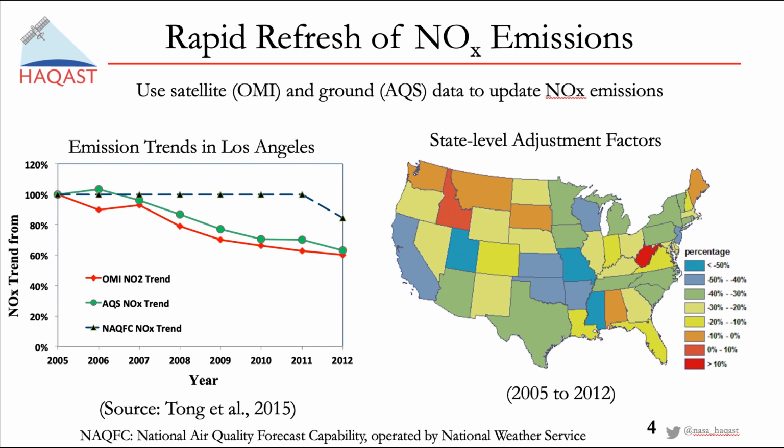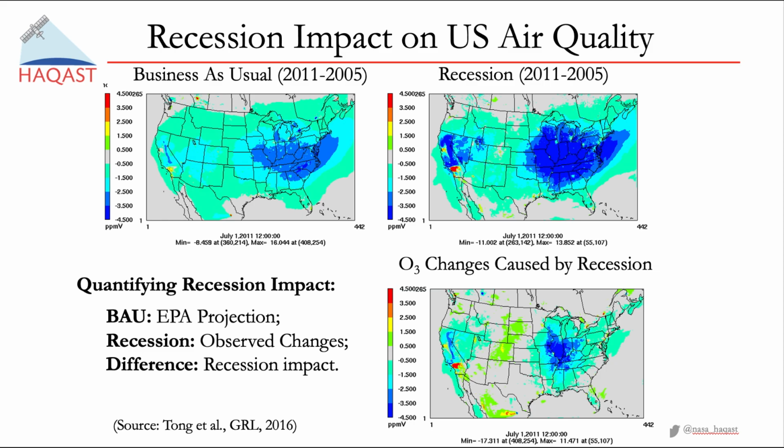We have combined the OMI and AQS trend to come up with an adjustment factor for each state, and then use this state level factor to adjust the NEI to drive the air quality forecast model. We used this approach to quantify the impact of the 2008 Great Recession on the U.S. air quality. The recession impact was estimated from the differences between two model runs, one with the business as usual emission, the other one with the recession emission.